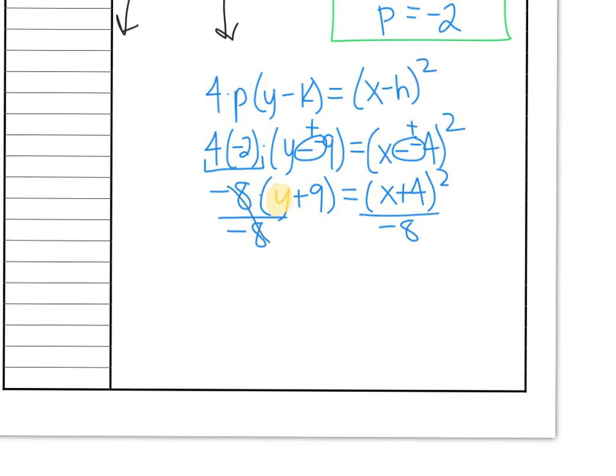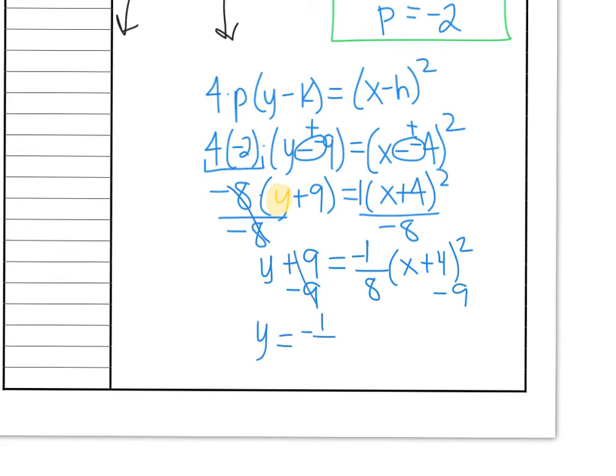So, and then we can also drop the parentheses, so we get y plus 9 equals, now again, there was a 1 in front of that parentheses, so I'm going to write this as 1 over 8, but we have to make it negative because there was a negative 8 on the bottom. And you can just transition that right up to the top. x plus 4 squared. And then our last step is to subtract 9 from both sides. Cancel those out, leaving us with y equals negative 1 over 8, parentheses x plus 4, squared minus 9.